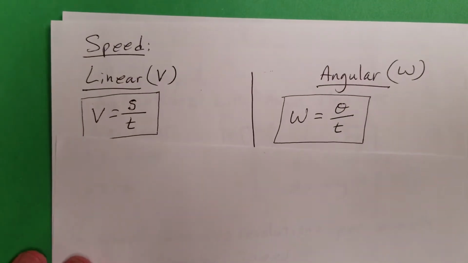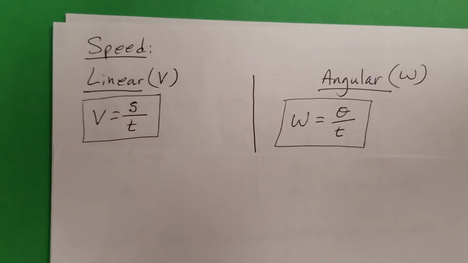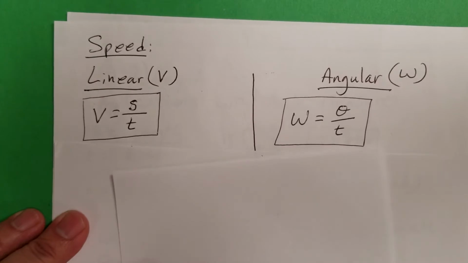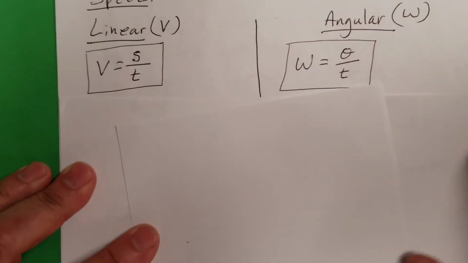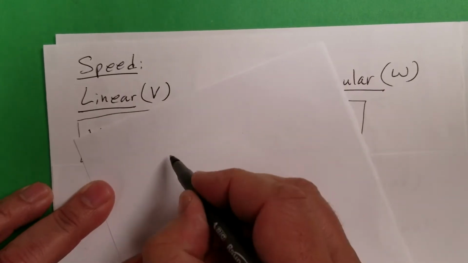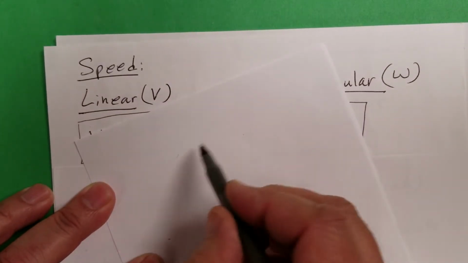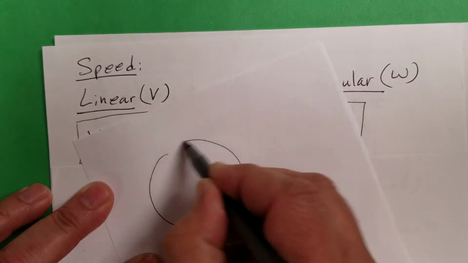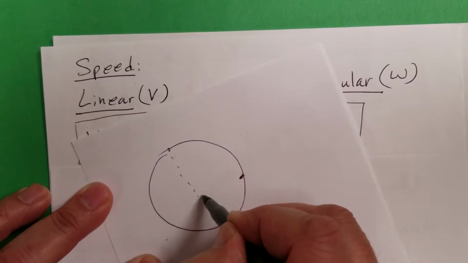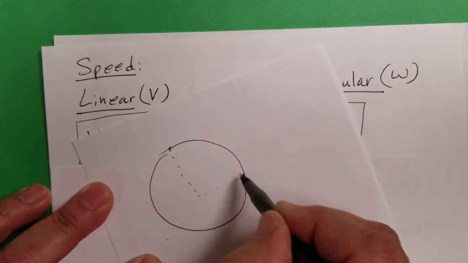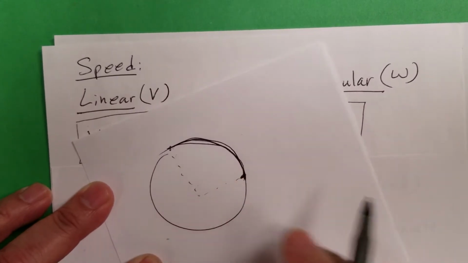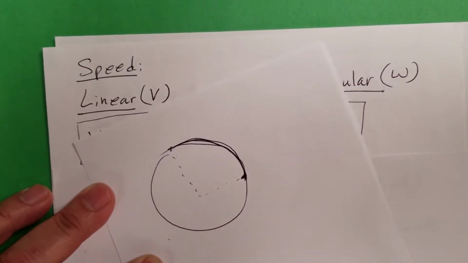Speed. Speed comes in 2 forms when you're doing circular speed. So let me try and demonstrate. Suppose I have a circle and you run a circular track and you run from here to here. You go down that path. So I can ask you for the speed in 2 different ways.